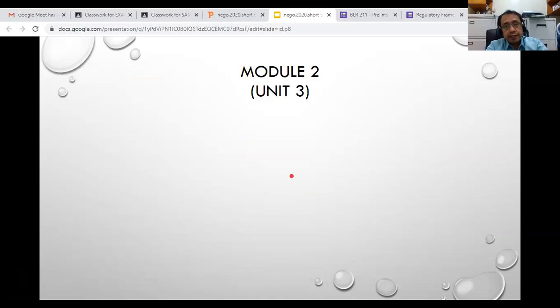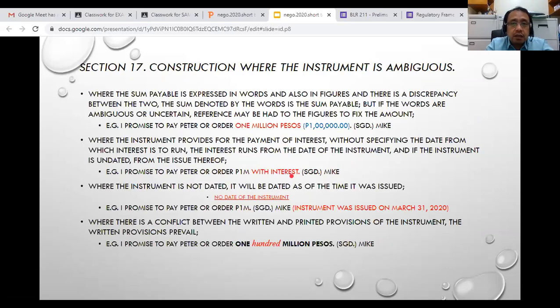Module 2, Unit 3, okay, Section 17, construction where the instrument is an ambiguous instrument. Basic is the rule that you will apply the rule on interpretation only if the instrument is ambiguous. Because if the instrument is too clear to be misunderstood, there is no room for interpretation.